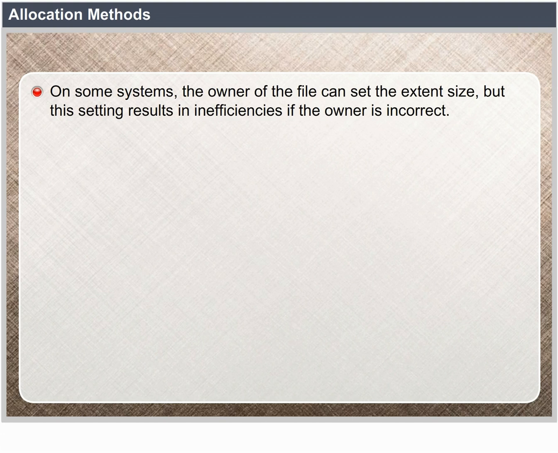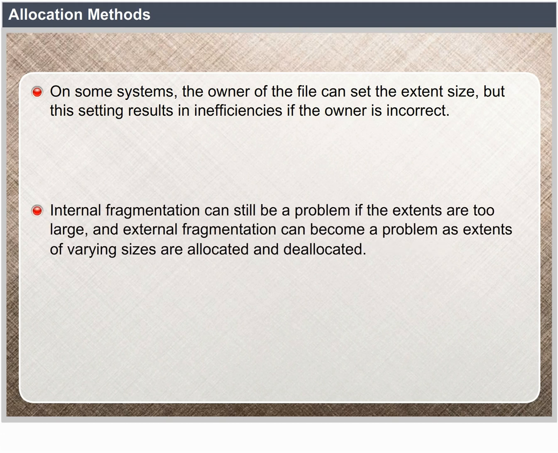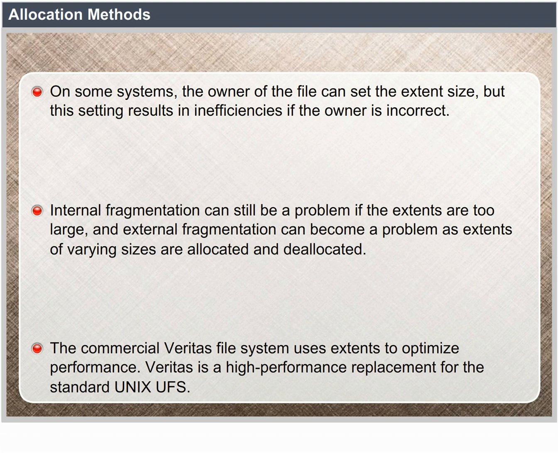On some systems, the owner of the file can set the extent size, but this setting results in inefficiencies if the owner is incorrect. Internal fragmentation can still be a problem if the extents are too large, and external fragmentation can become a problem as extents of varying sizes are allocated and deallocated. The commercial Veritas file system uses extents to optimize performance. Veritas is a high-performance replacement for the standard Unix UFS.